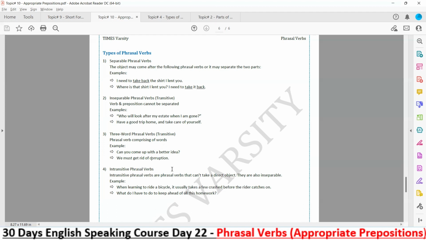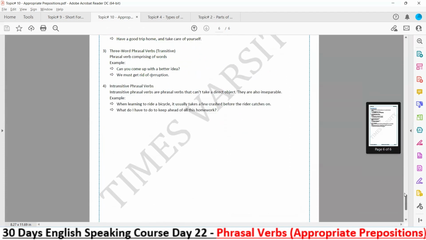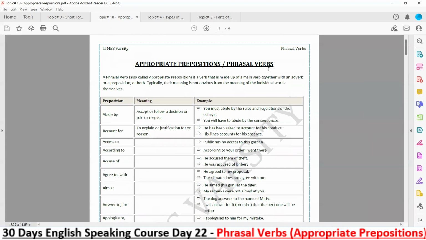Then we have intransitive phrasal verbs. Intransitive phrasal verbs are phrasal verbs that cannot take a direct object. They are also inseparable. For example, when learning to ride a bicycle, it usually takes a few crashes before the rider catches on. So you see here, catches on. All right. And then similarly, what do I have to do to keep ahead of all this homework? Keep ahead. You see here, keep ahead. So these are examples of intransitive phrasal verbs, which cannot take a direct object. They are also inseparable. Okay. So this is about appropriate prepositions or phrasal verbs.